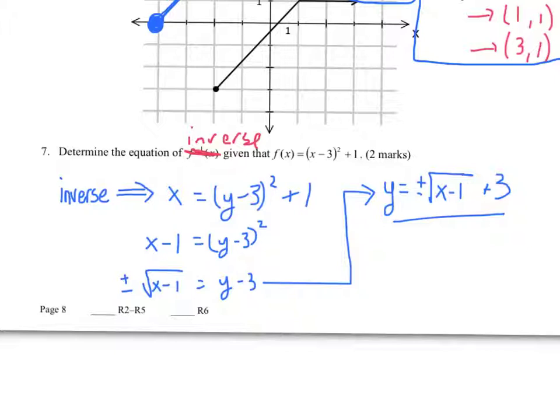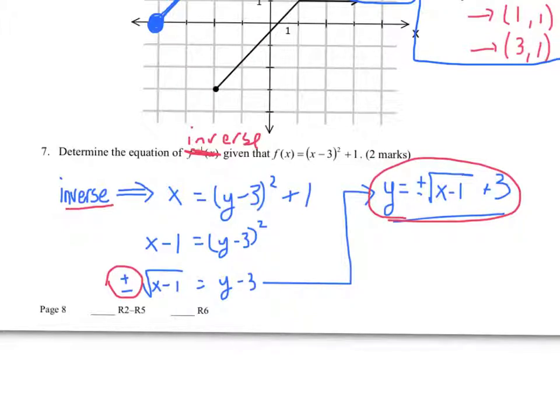So anyway, to inverse, the x becomes y and the y becomes x, and so that's what I do to start. I then have to isolate the y, so I subtract 1 from both sides. I square root, and notice that I have to get a plus or minus out front there for reasons we've discussed. And then I add the 3 to both sides, and I end up with this final result.